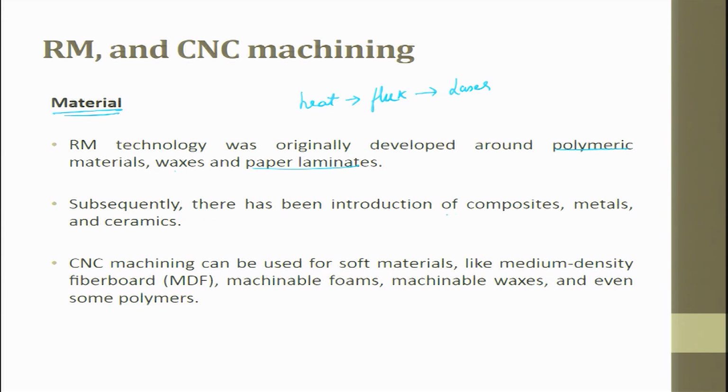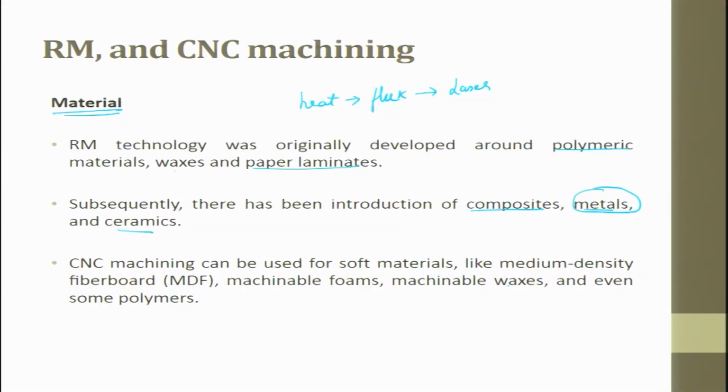Subsequently, there has been introduction of composites, metal and ceramic. Today, metal prototyping is something which in rapid manufacturing is very exhaustively used. CNC machining can be used for soft materials like MDF, medium density fiber boards. These are basically fiber boards which are just like your wood. Okay. These are fiber materials, lightweight, easy to machine. Machinable foam, machinable wax and even some polymers were used.